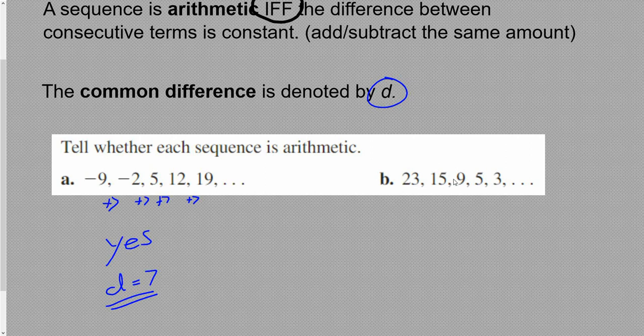Over here, we're subtracting, that's okay. 23 minus 15, that's a subtraction of 8, right? Well, 15 to 9 is only 6. And 9 to 5 is only 4. And 5 to 3 is only 2. So this is no. There is no common difference between terms. It's a different type of sequence.